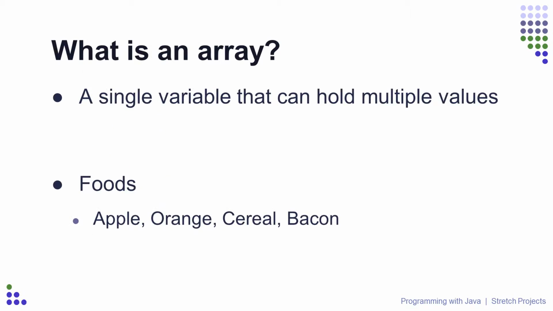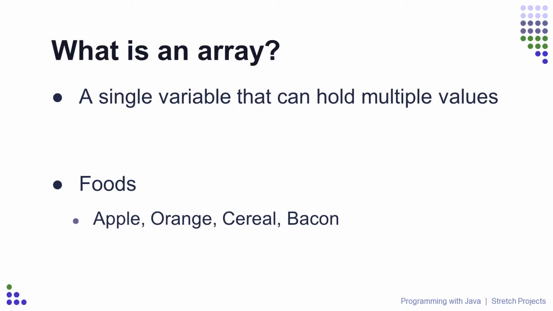Now that we've started to make programs that actually change depending on how a user interacts with them, we can start looking at some of the more advanced parts of Java. We're going to start by looking at arrays. So what is an array? Well, very simply, it's a single variable that can hold many different values all at the same time.